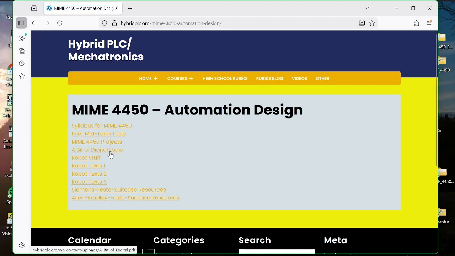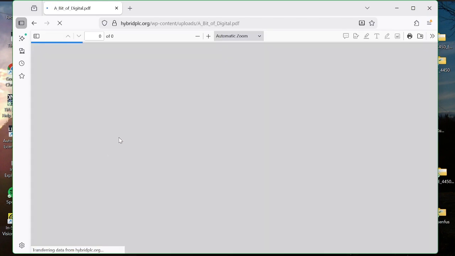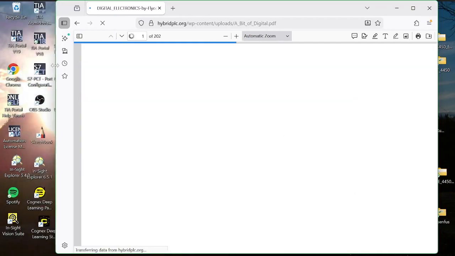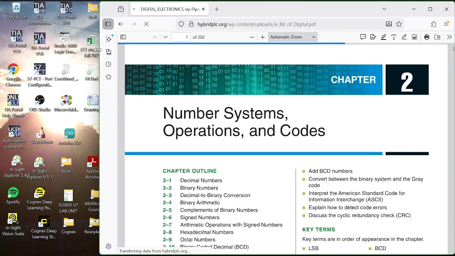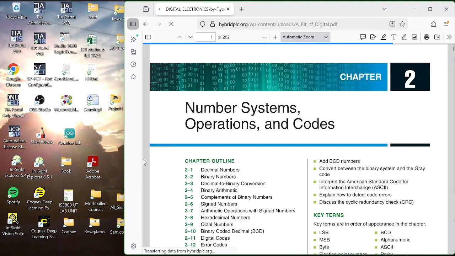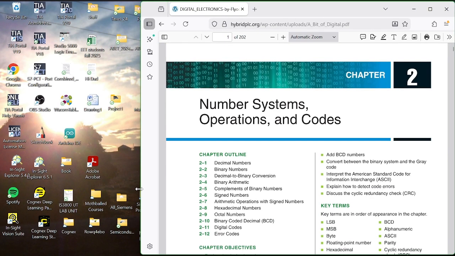Everybody follow that? So we go under the Miami 4450, and it's a bit of digital logic. It's chapters 2, 3, and 4 of the Floyd text. We kind of stole 3 chapters. I don't know exactly how I did this, but somehow I managed to get it without too much difficulty, whatever.